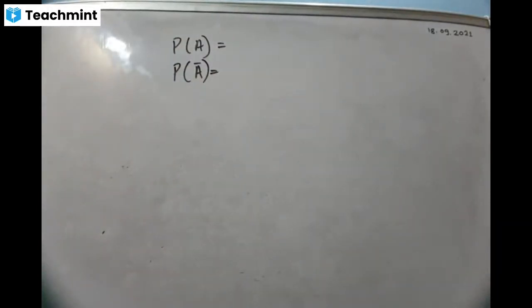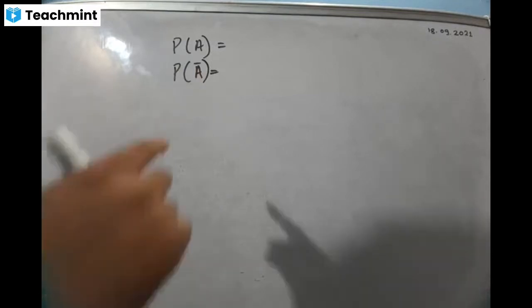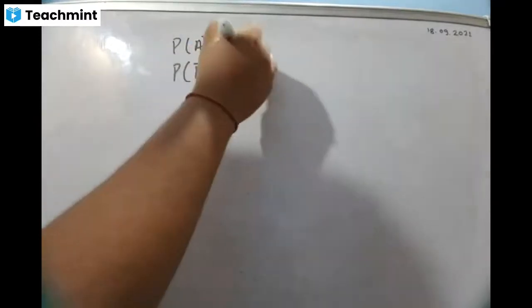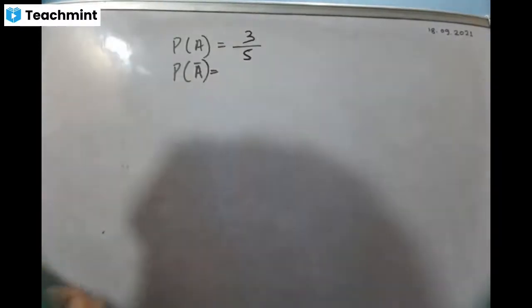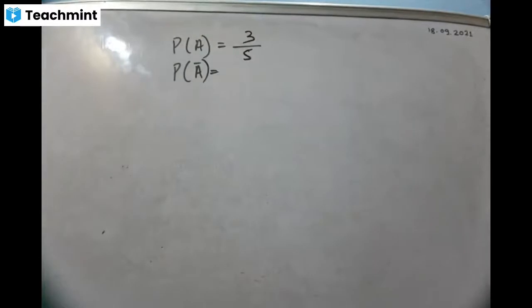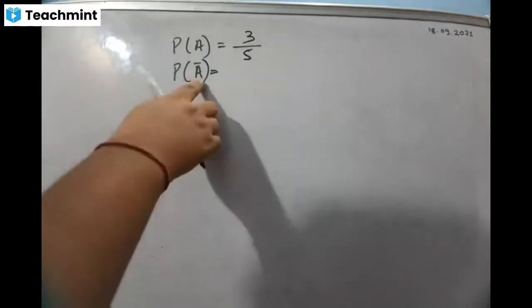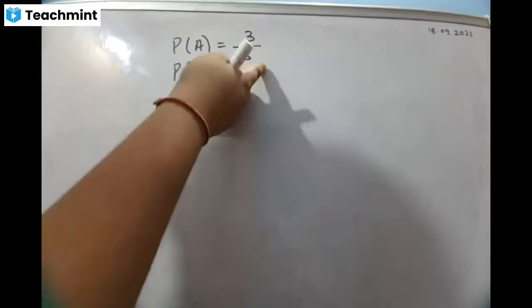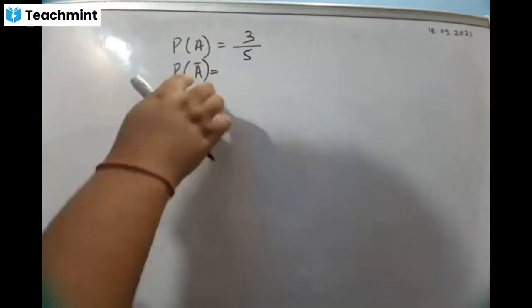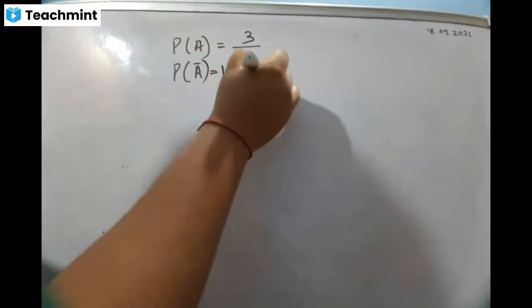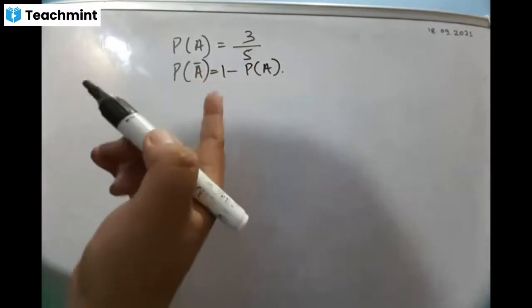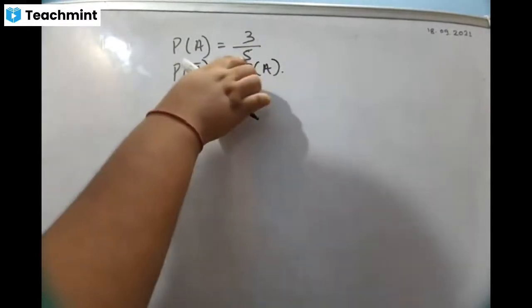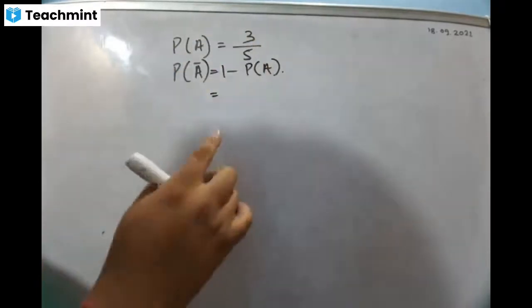Suppose there is a person A. He's shooting to hit a target. If out of 5 shots, he hits the target 3 times, what is the probability that A will hit the target? Out of 5, he is hitting the target 3 times. So this is the probability that A will hit the target. Yes or no? So A dash means not A. A dash means A will miss. So probability of A dash is nothing but 1 minus probability of A, because 1 is the overall probability. So out of 5 times, if he hits the target 3 times, obviously he's going to miss 2 times.